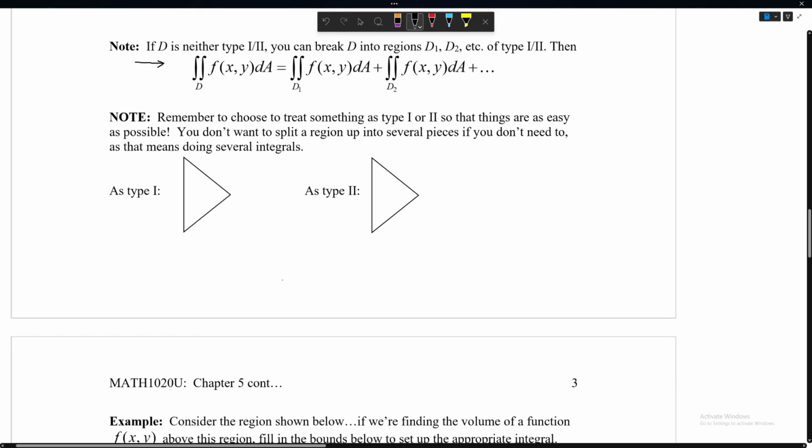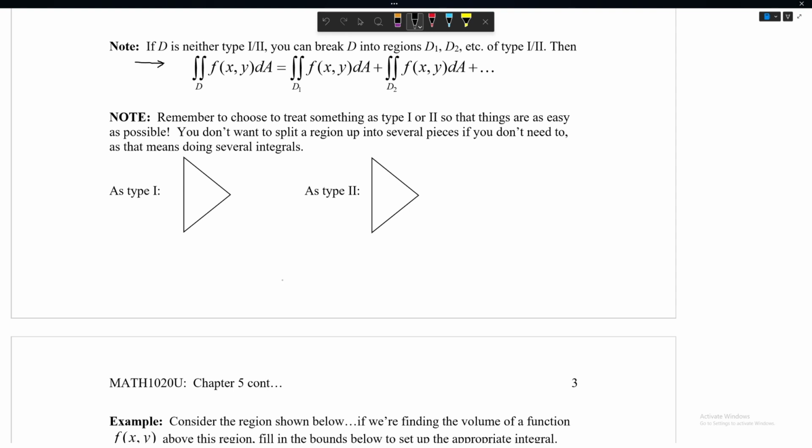All right. And so remember to choose to treat something as type 1 or type 2 so that things are as easy as possible. You don't want to split a region up into several pieces if you don't have to, as that means doing several integrals. Like you see this triangle, you could go horizontally like this and split up the pieces, right? And the same thing here, you could go horizontally instead. But you see the problem here, can you guys notice?